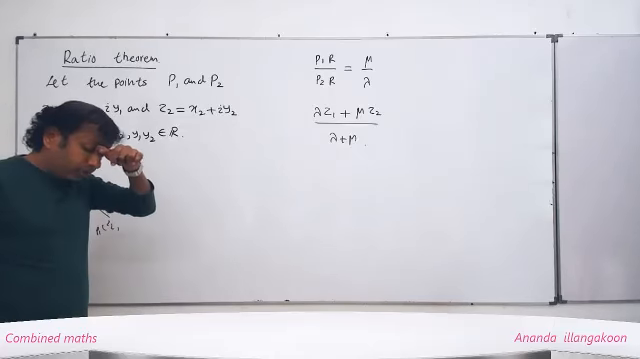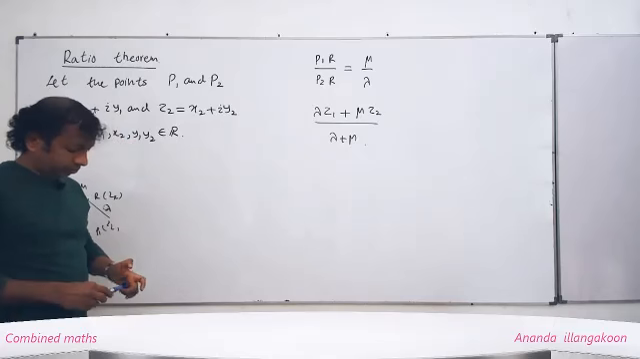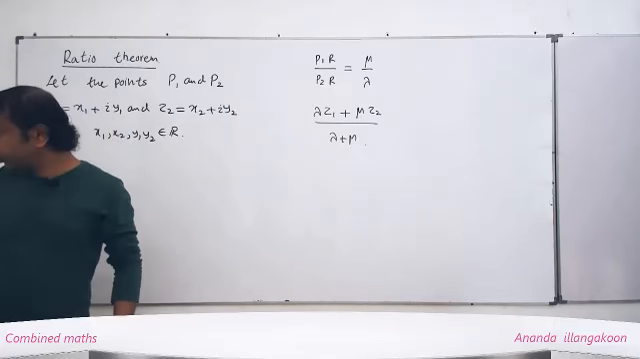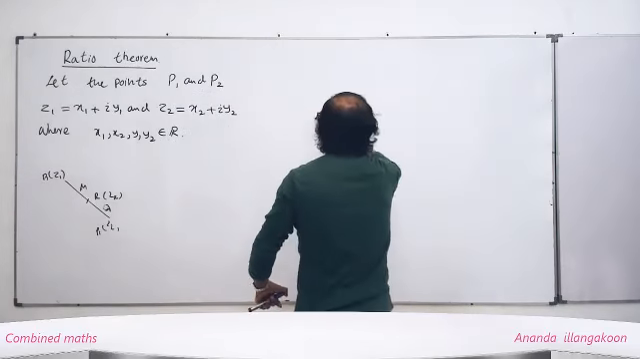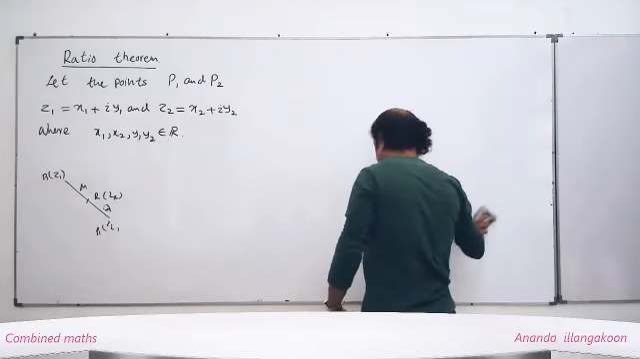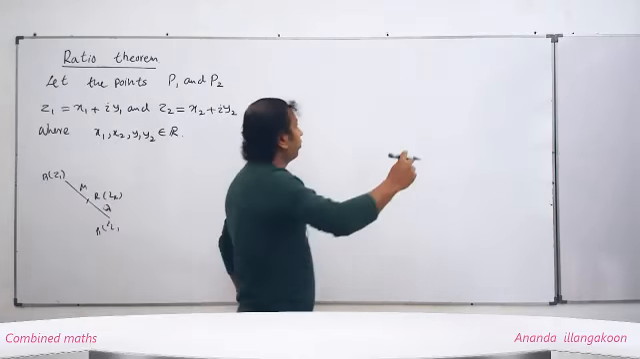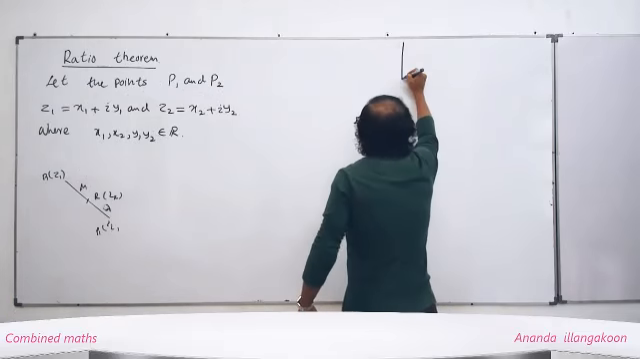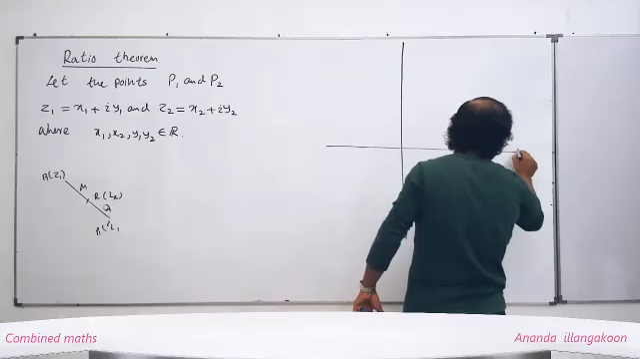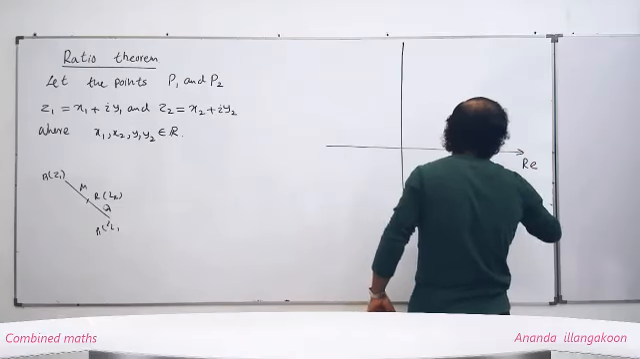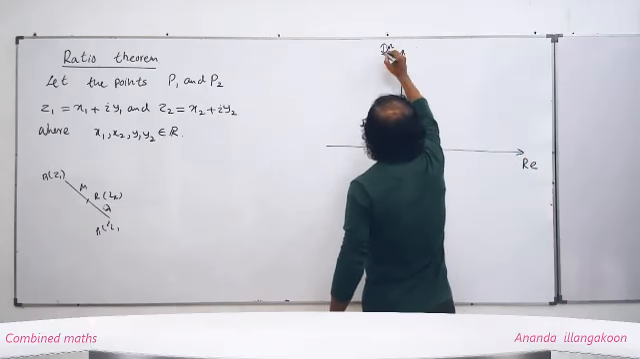Now we come to the proof of that. I take this as the real axis. This way I write that. This is the imaginary axis. I write it like this.